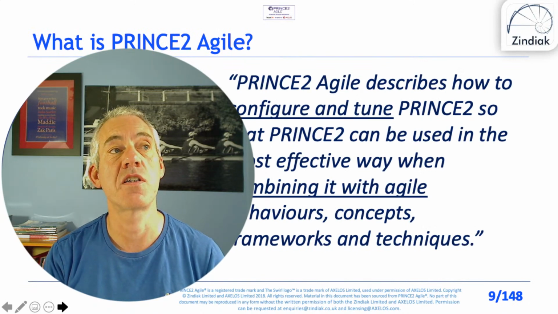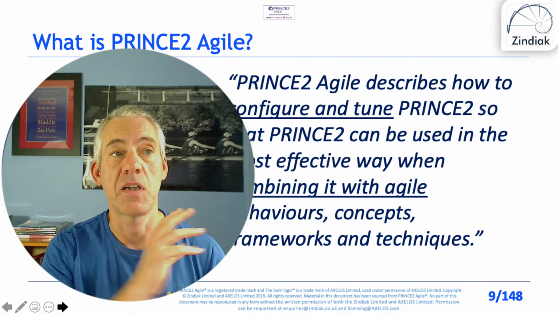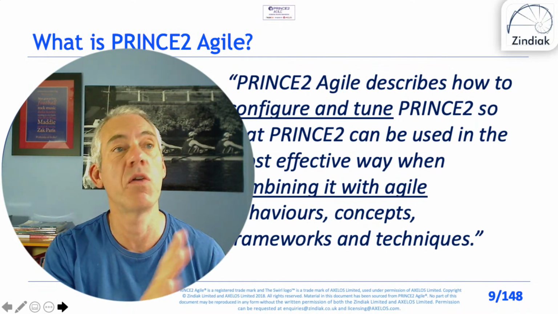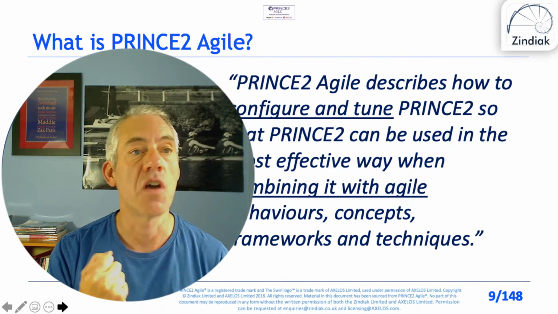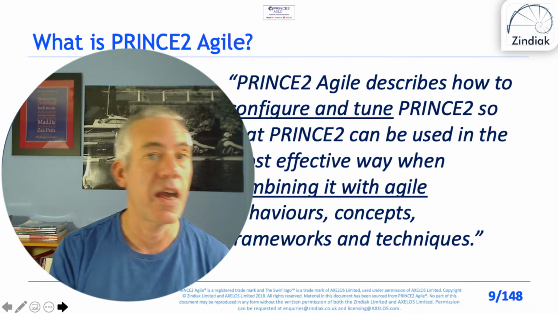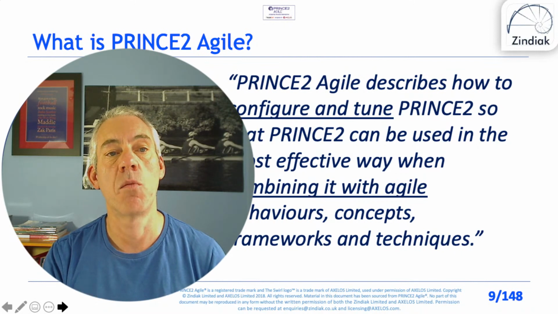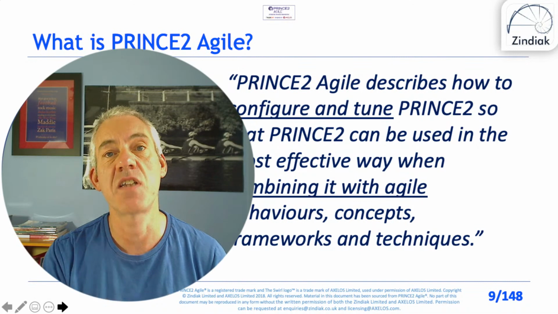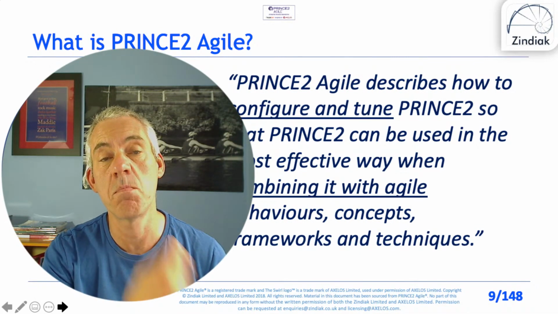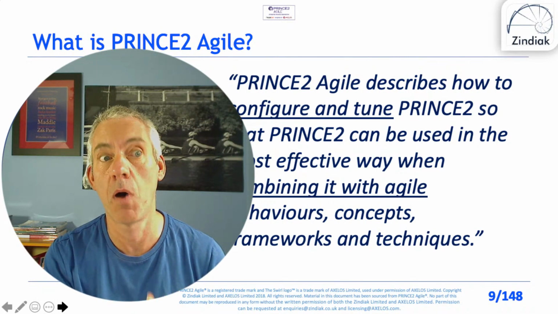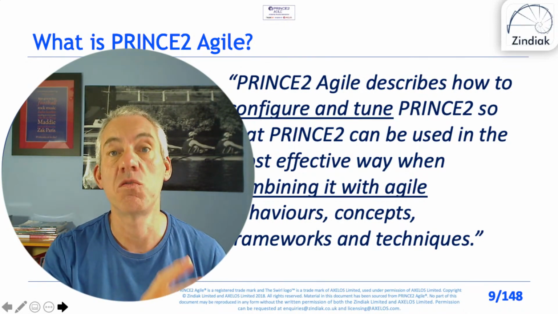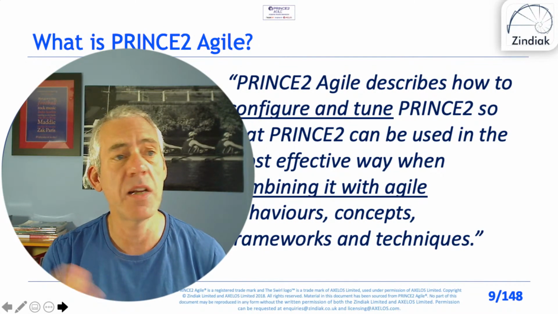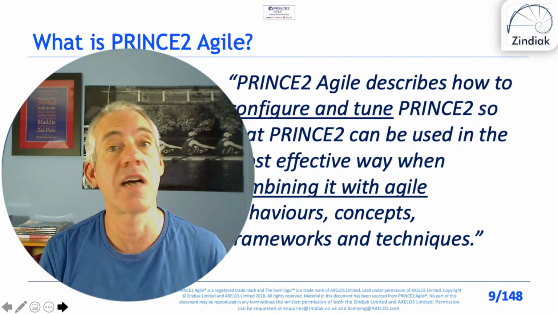So what is PRINCE2 Agile? So you can see there the actual definition now. We'll read it out actually. PRINCE2 Agile describes how to configure and tune PRINCE2 so that PRINCE2 can be used in the most effective way when combining it with Agile behaviors, concepts, frameworks, and techniques. And the reason I read it out was because you may see that statement or part of that statement in the exam. So you do need to be able to recognise it.